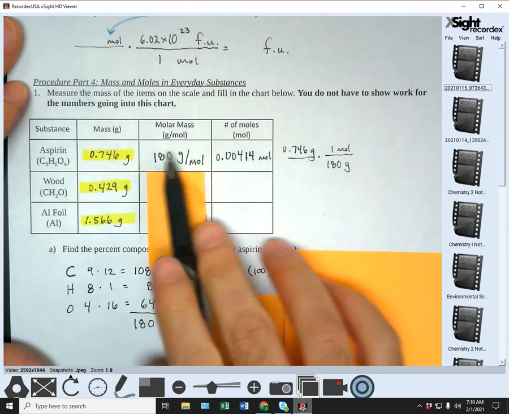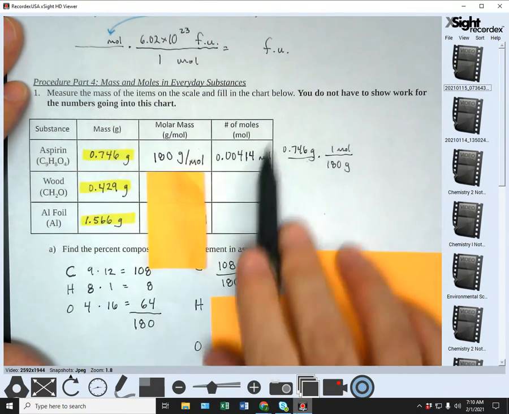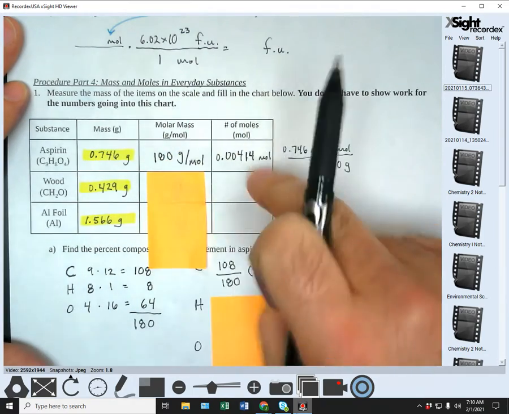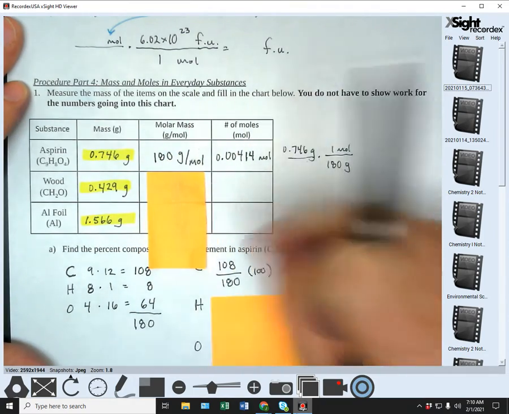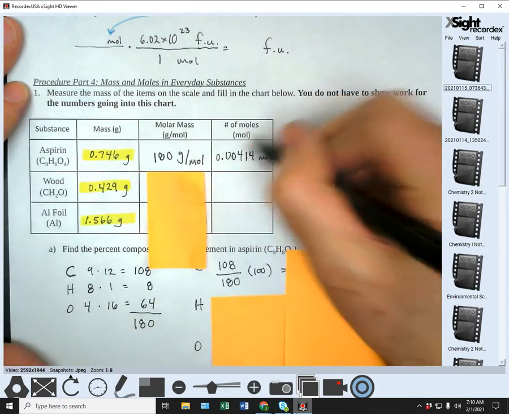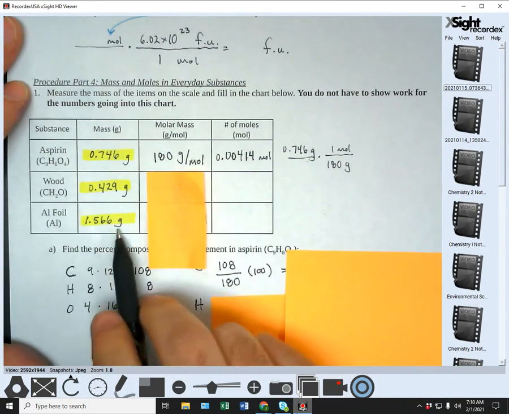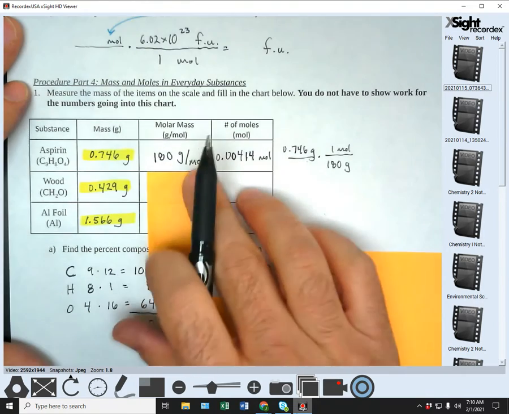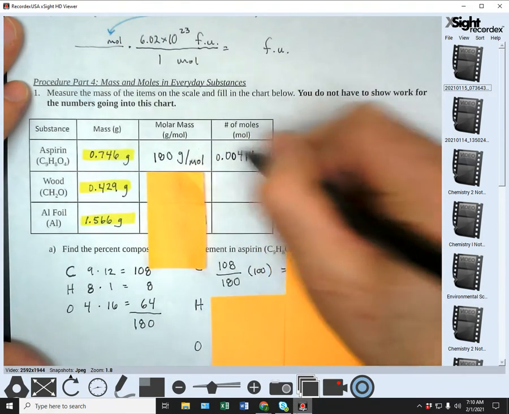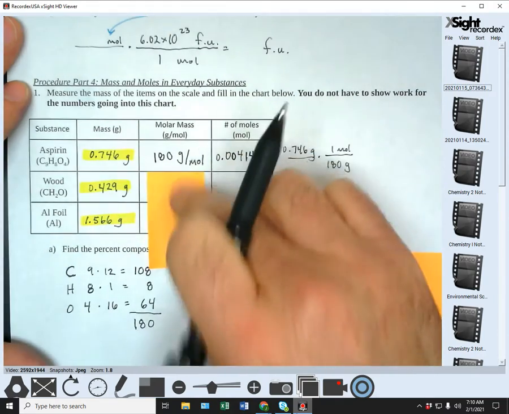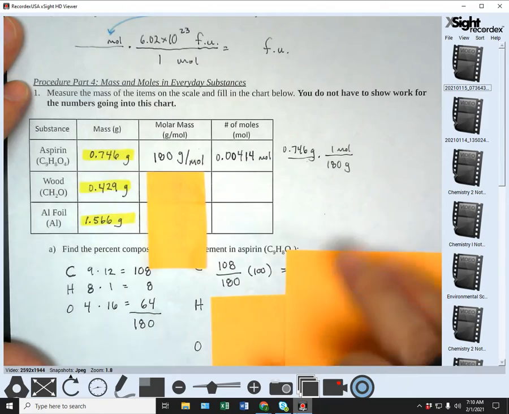Okay, so if you look at what we have here, basically what we're doing is we're taking the mass divided by the molar mass, right? So you don't have to show this work. You can just take this number divided by this number, and that will get you this. Just remember how many significant figures. You should have at least 3, because your mass should be at least 3. Like this one, I would have 4 because I got 4 significant figures here. Okay, so make sure you take it out to enough significant figures. So you're going to do this divided by that for each of these, find the molar mass.